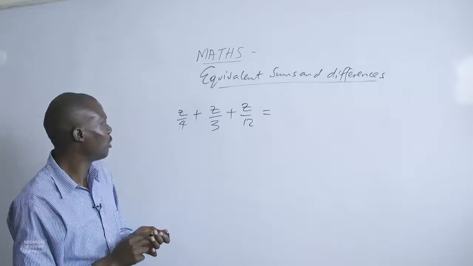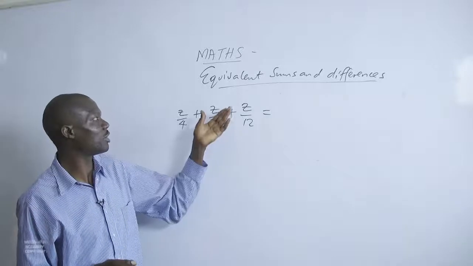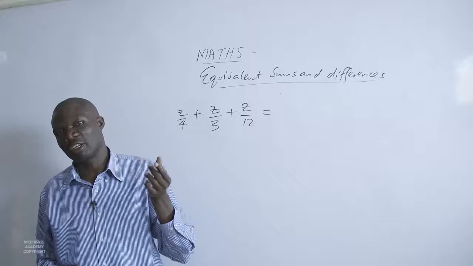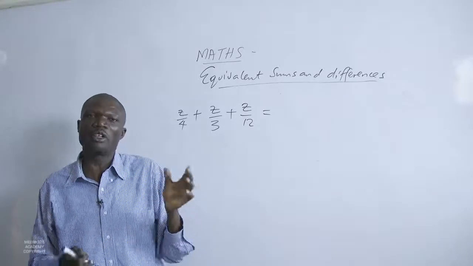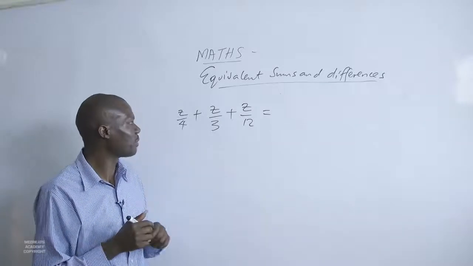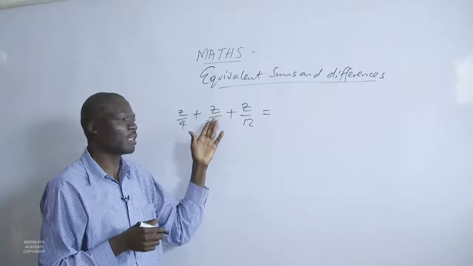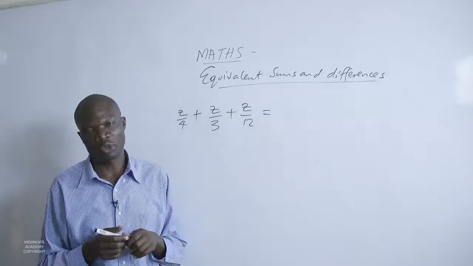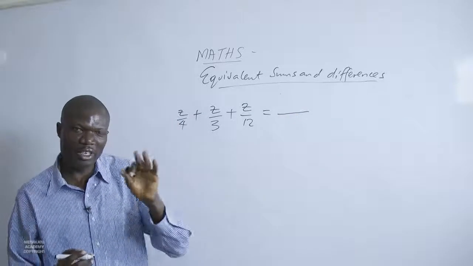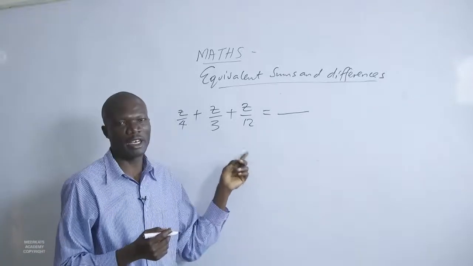Now we have a sum of 3 different algebraic fractions. That's why we are talking about equivalent sums. 1, 2, 3. There are 3 algebraic fractions, and we want to come up with one single algebraic fraction. Looking at this, it is z over 4 plus z over 3 plus z over 12. Using common sense, you'll notice that we need to find the lowest common denominator for 4, 3, and 12.